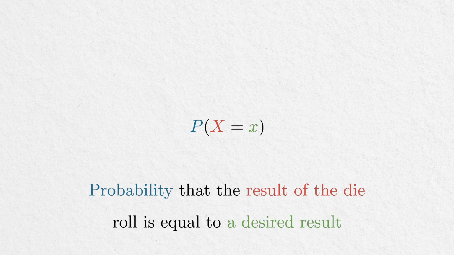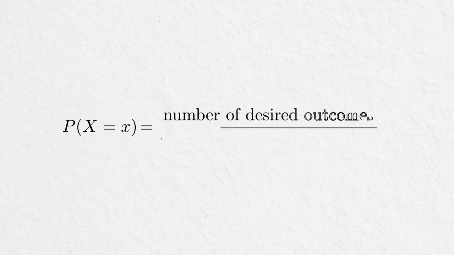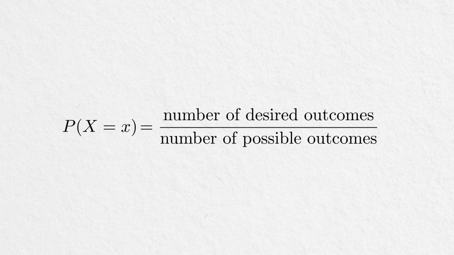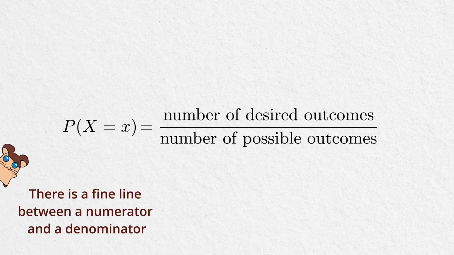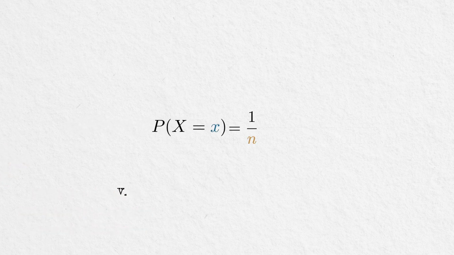Now, to determine the probability of rolling a specific result on a single die roll, we would divide the number of desired outcomes by the number of possible outcomes. So in our case, for a die roll, if we want to know a specific number comes up, we would set the numerator equal to 1 and the denominator equal to the number of sides of our die, where x is the desired result and n is the number of sides of our die.